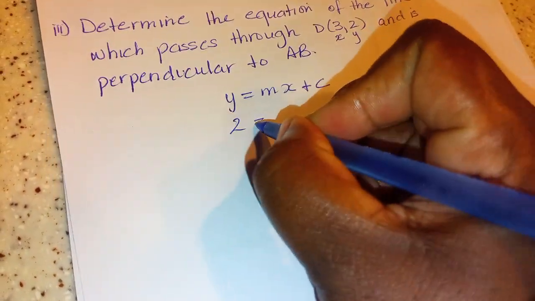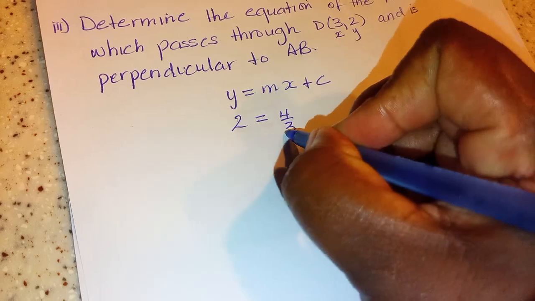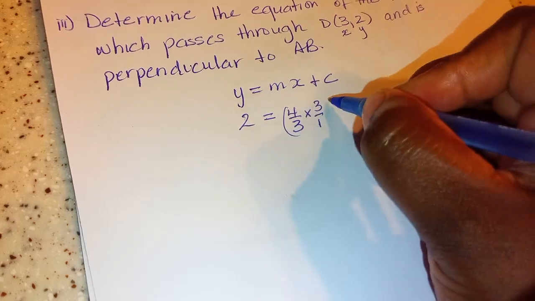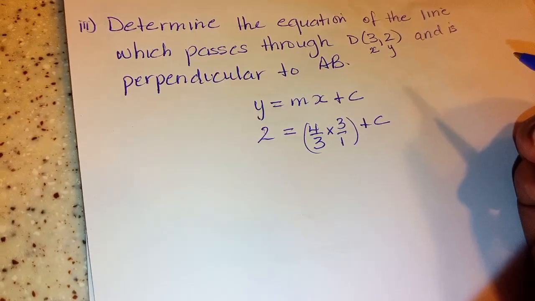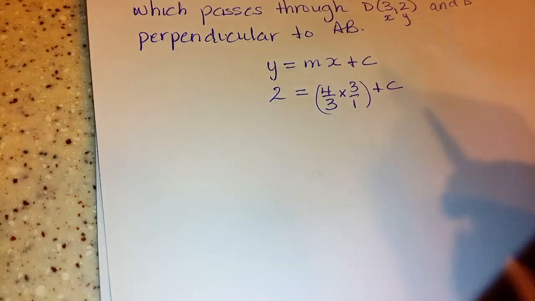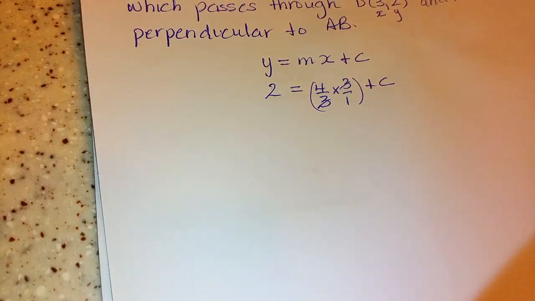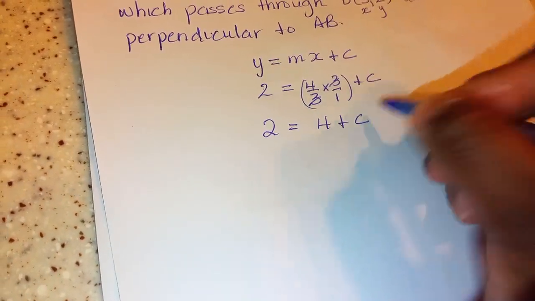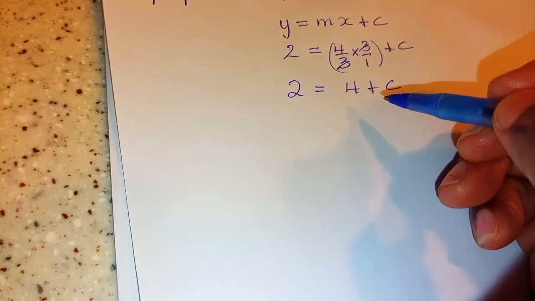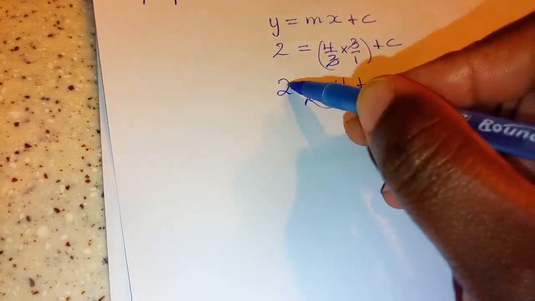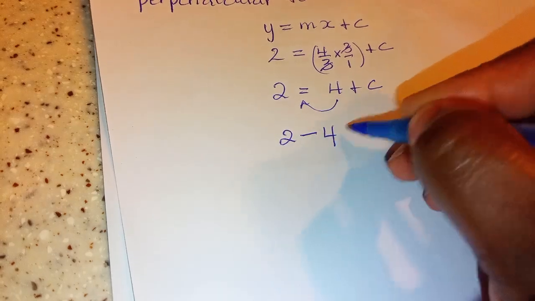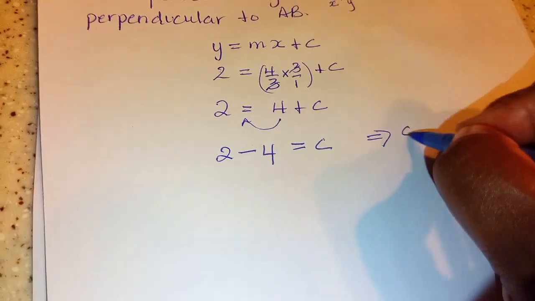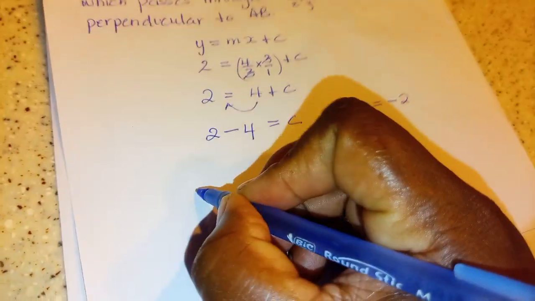So we're going to end up with 2 is equal to 4 over 3 times x, which is 3. And I can just write that as 3 over 1 plus c. Then we're going to cancel. I see we can cancel our 3's. So that leaves us with 2 is equal to 4 plus c. Now, if we want to get c by itself, we're going to bring the 4 over here where the 2 is. Don't forget to change the sign. So this implies that our c then is going to be equal to negative 2.